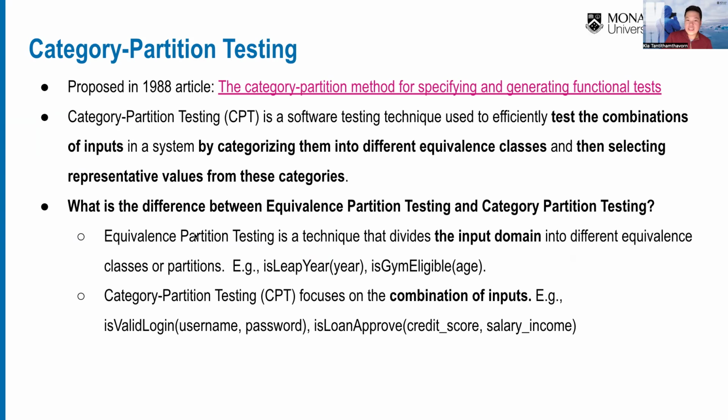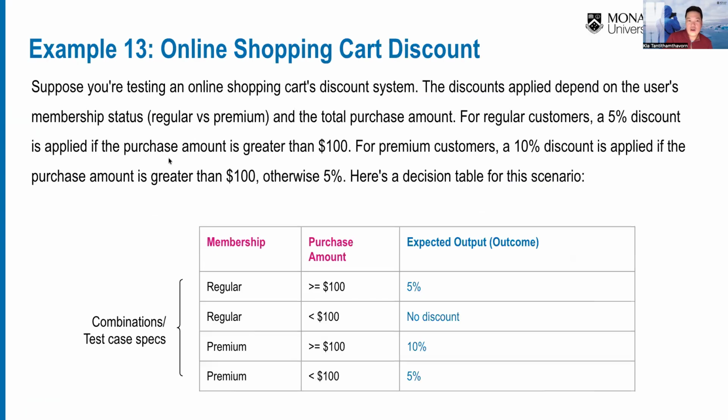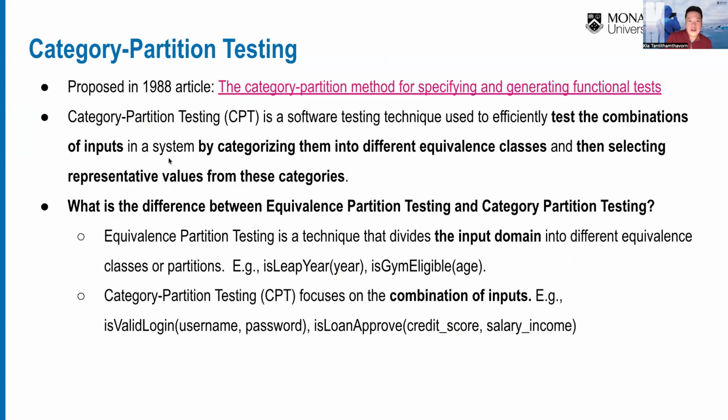Equivalence partitioning divides the input domain into classes, but category partition only focuses on the combinations of the input. When you think about equivalence partition testing, I gave you the example about the leap year. The input is a range, and with a given range, you divide it into partitions. However, for category partition, the input can be something else.